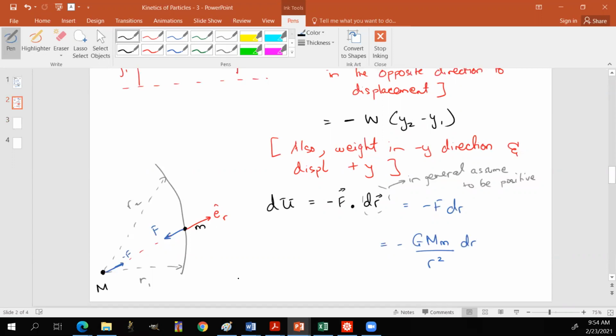So when you're finding out how much work is done moving from position 1 to position 2, the negative sign comes out outside. You're going from position 1 to position 2, integrating GMm over r squared dr. And what you end up with is the minus sign goes away. You get GMm times the integral of 1 over r squared, which becomes minus 1 over r. So it's just 1 over r2 minus 1 over r1.